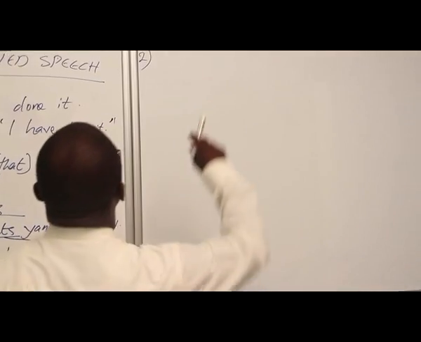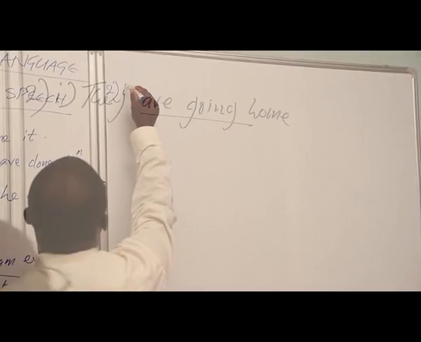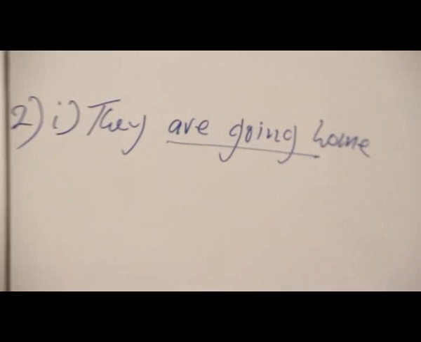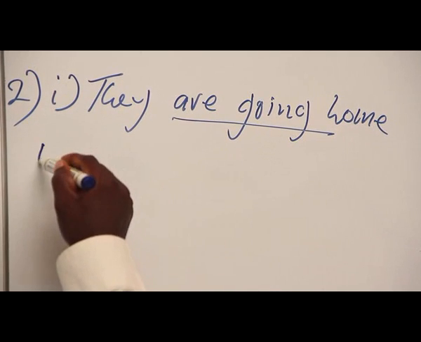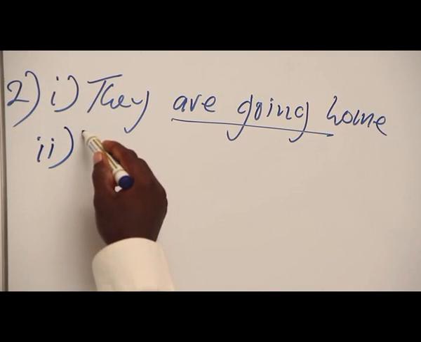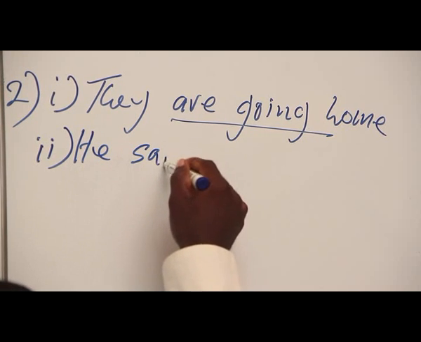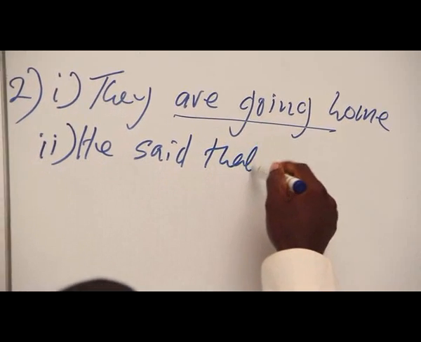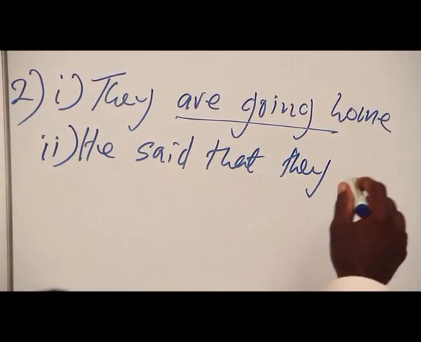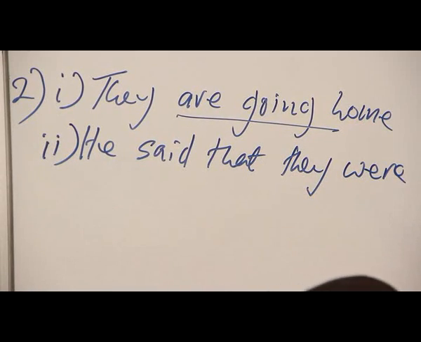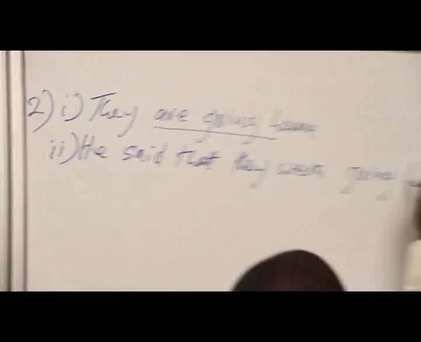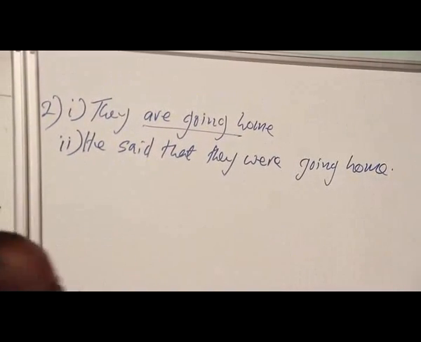Continuous, we change it to the past continuous. So let's take an example again to illustrate. They are going home. So our tense there is present continuous. When we're reporting this, we simply change it to the past continuous. Said that they were going home.